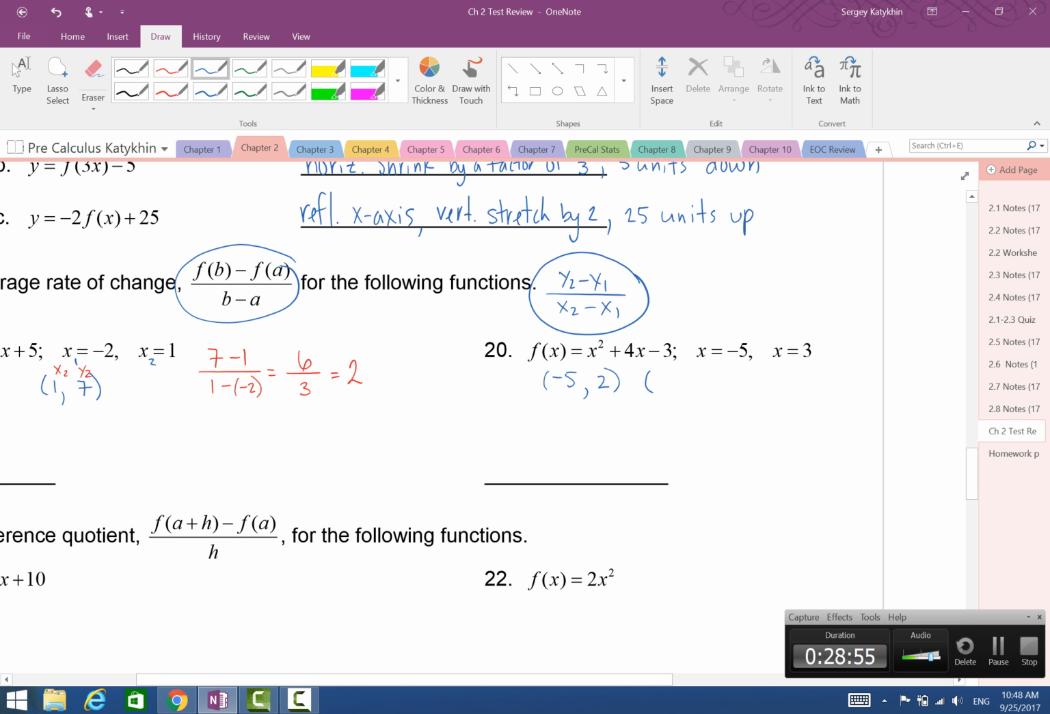In this problem here, I'm going to plug in 3. So now when I plug in 3, I should get an output as well. So let's see what that is. When you plug in 3, 3 squared would be 9, plus 4 times 3, which is 12, and then minus 3. And now we have 9 plus 12, which is 21, and 21 minus 3 would be 18.